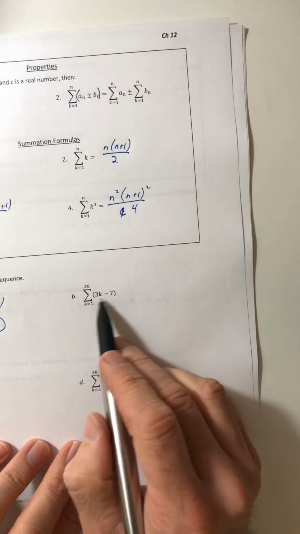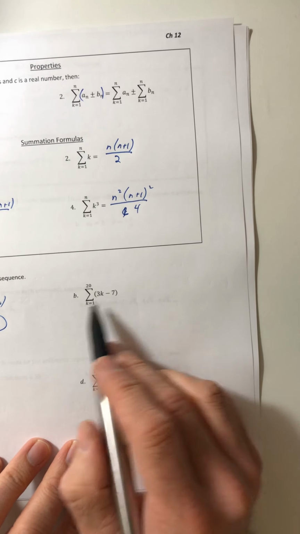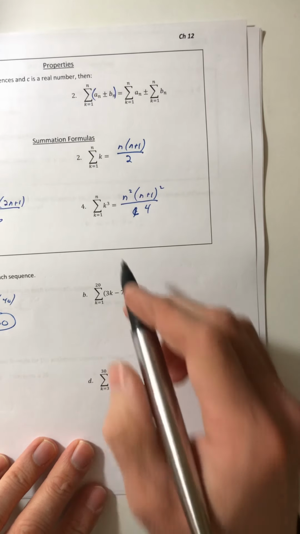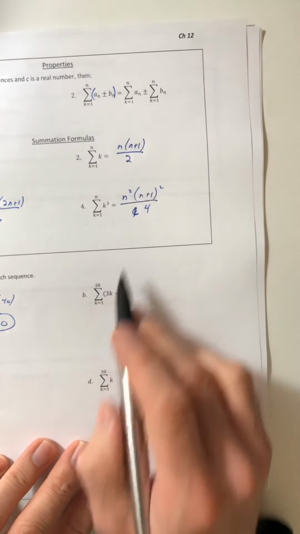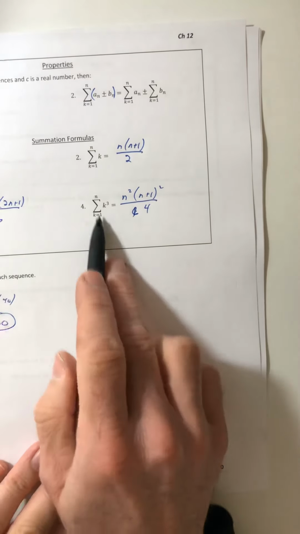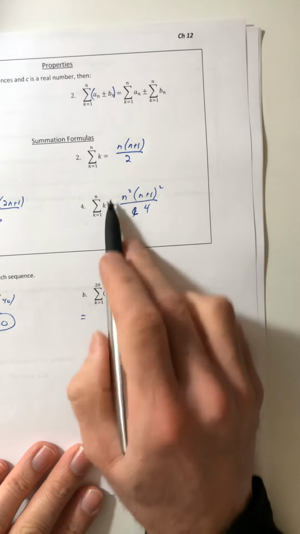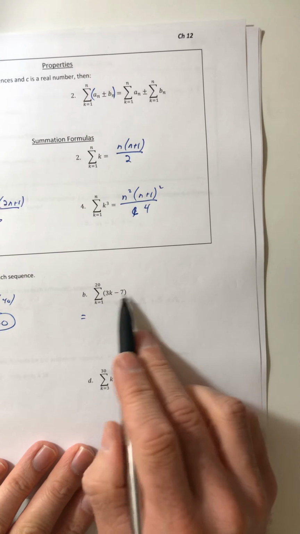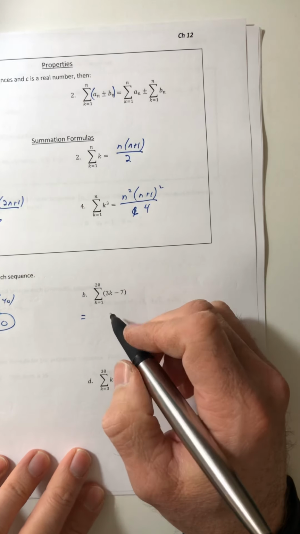All right, part B, we're going to use a property on this. We're going to start with that first one. We can split it up because we don't have a formula for quantities, we have it for individual terms, but not something with a minus or plus in between them.